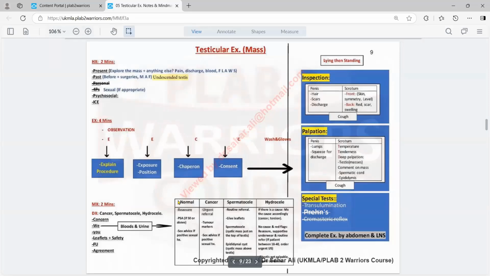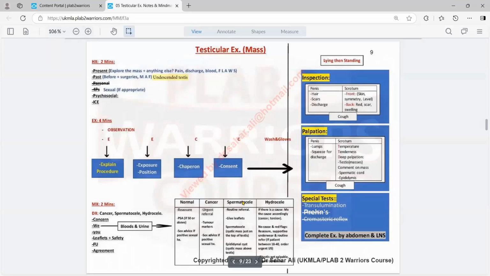Normal, you don't find anything. Cancer: in cancer, you find a mass which is hard in consistency, irregular in border, and you might find it fixed to the underlying or overlying structure. This is a cancerous mass.